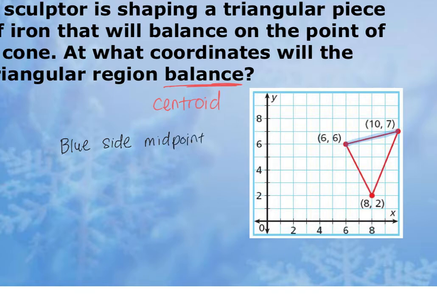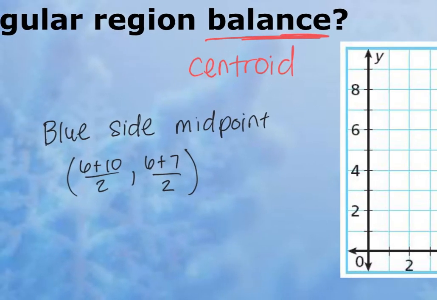Okay, the blue side midpoint, we're going to add the x's together. So 6 plus 10 divided by 2. And we're going to add the y coordinates together. So 6 plus 7 divided by 2. Okay, this will give me 16 divided by 2, which is just 8. And then 6 plus 7 is going to be 13 divided by 2. I'm just going to leave it as 13 over 2. Okay.